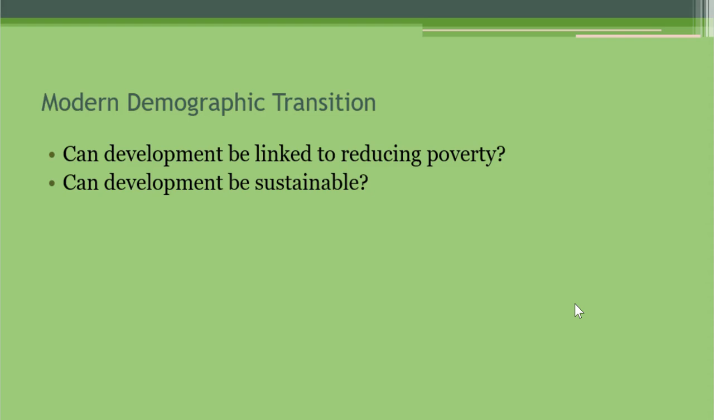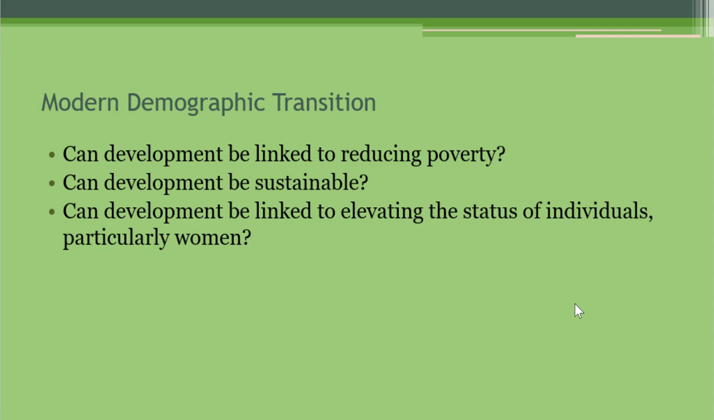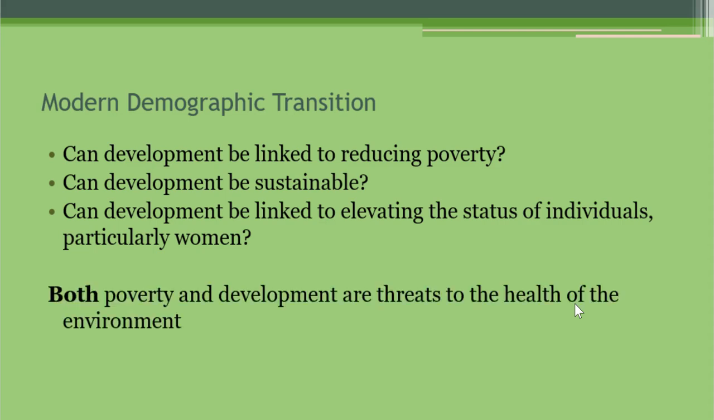And it's one of the things we're talking about. Some development can be sustainable, right? The question is, can all development be sustainable? And then, can development be linked to elevating the status of individuals, human rights in general, but in particular, can it be linked to elevating the status of women, which is one of those things that is directly related to environmental sustainability and health? Ultimately, we need to recognize that both poverty and development are threats to the health of the environment. And so we have to figure out ways in which we can mitigate those threats.